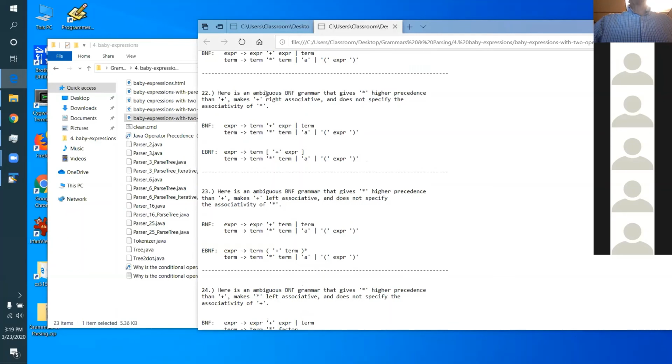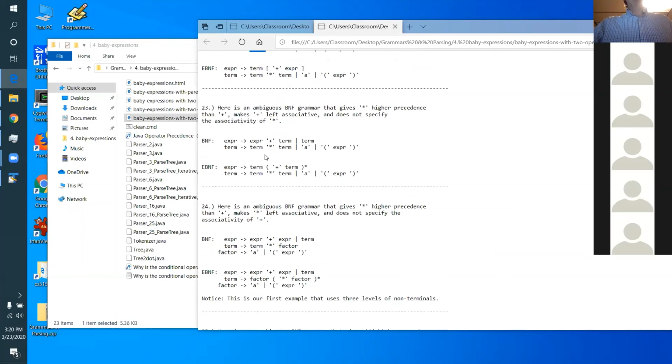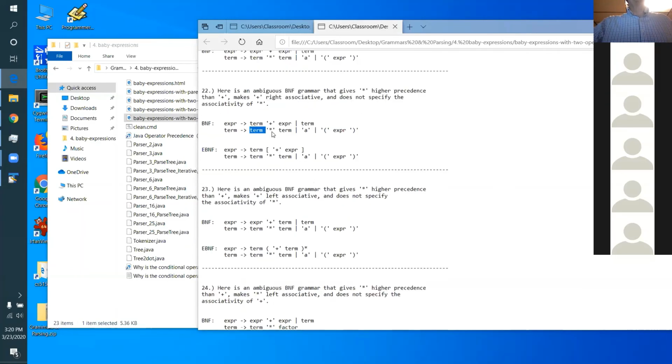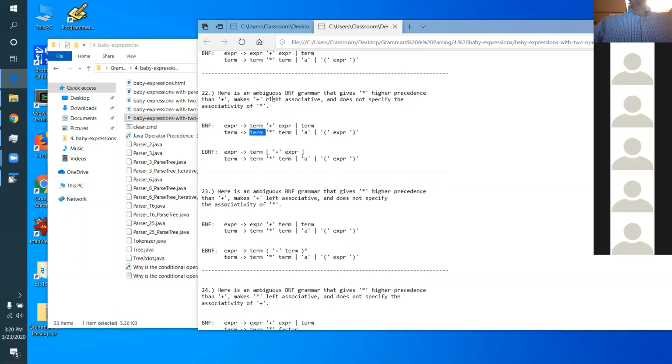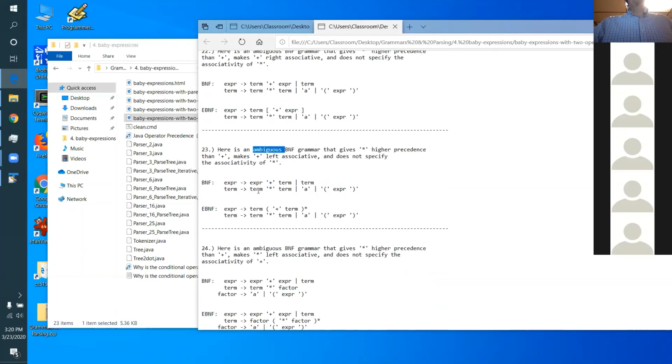Here's one that's, again, still ambiguous. It's ambiguous because the addition is right associative, but term is ambiguous because it's both left and right recursive. So you can kind of just keep doing the same thing over and over again. You can just create ambiguous grammars where you have a mixture of left and right recursion.